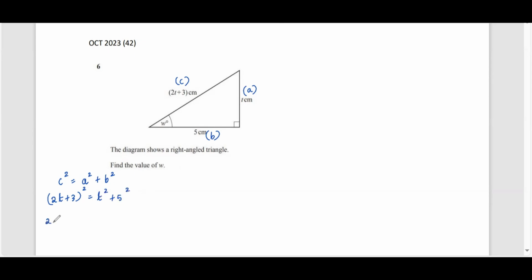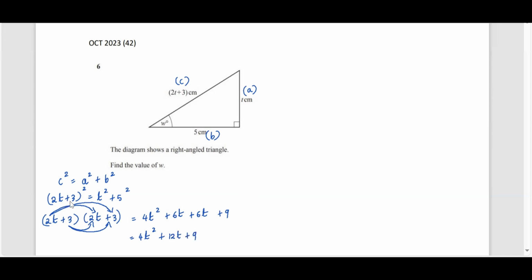2t plus 3 the whole square, we can expand the bracket here, 2t plus 3 into 2t plus 3. Let's first find out what is 2t plus 3 into 2t plus 3. So 2t multiplied by 2t will give you 4t square. And 2t multiplied by 3 will give us 6t. 3 multiplied by 2t will give us again 6t. And then 3 multiplied by 3 will give us 9. So this will become a quadratic equation. 4t square plus 6t plus 6t is 12t plus 9.